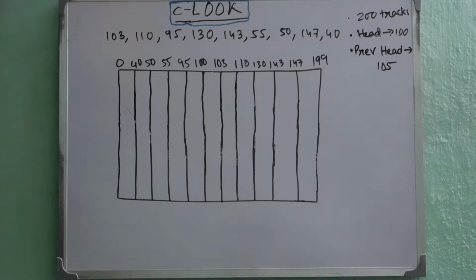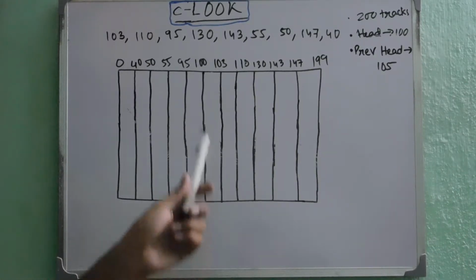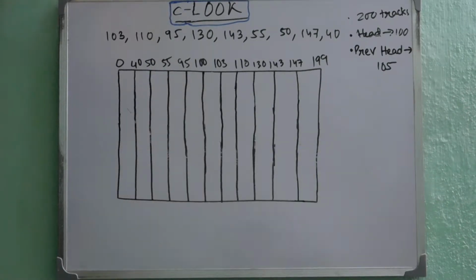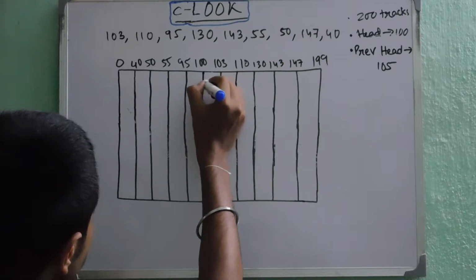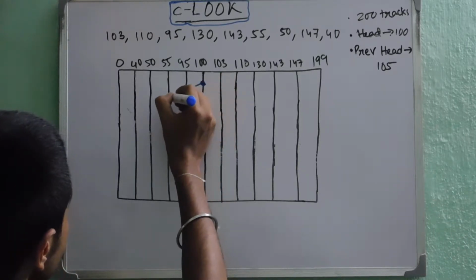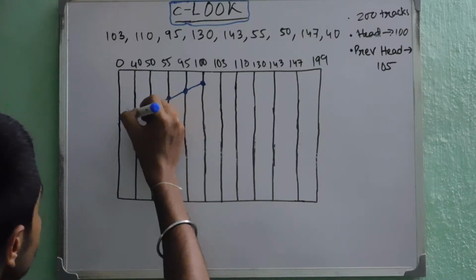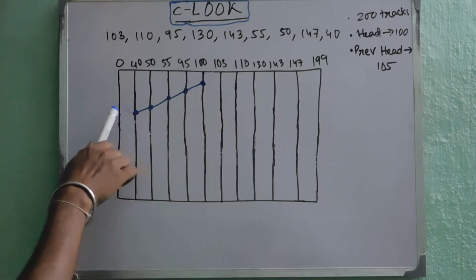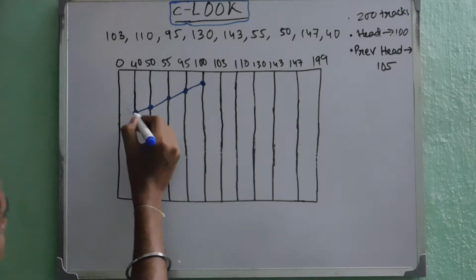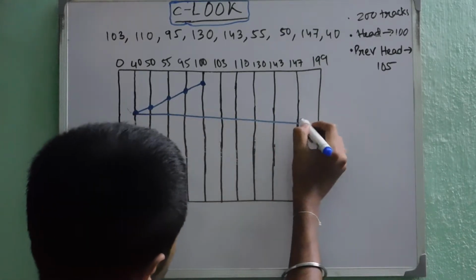But in this case, in the CLOOK algorithm, we will move till the last request on one side of the current head position, then reverse our direction from that head position and move to the furthermost request on the other direction. So let's see. We will start from 100, we will move to 95, then to 55, then to 50, then to 40. Okay, now we will stop here, we will not move to 0. From 40, we will reverse our direction and move to 147.